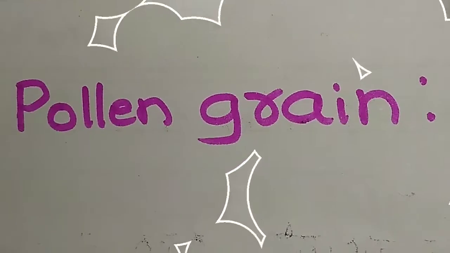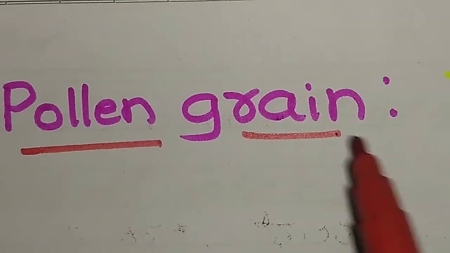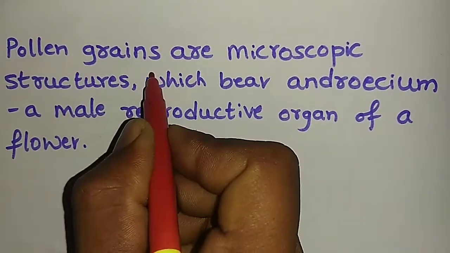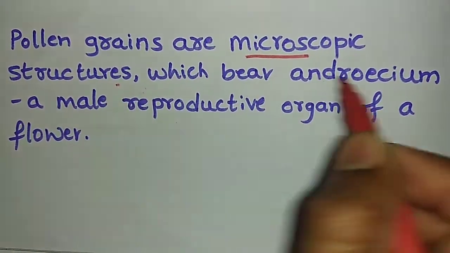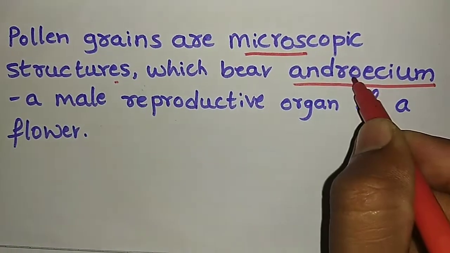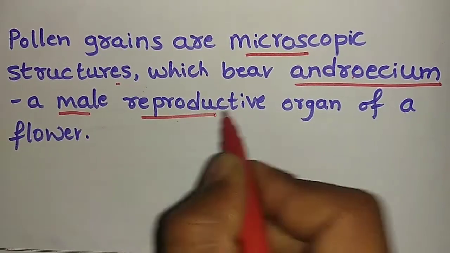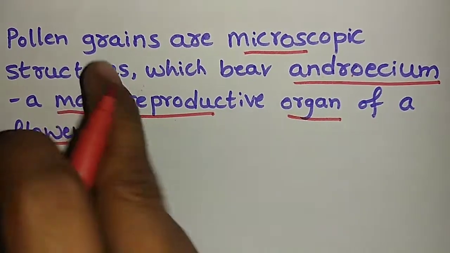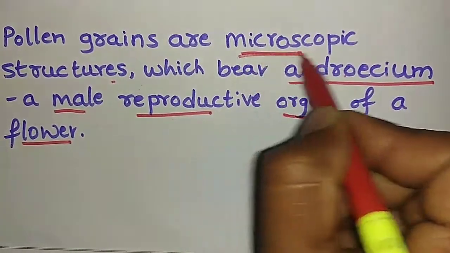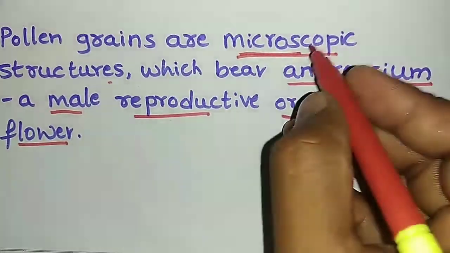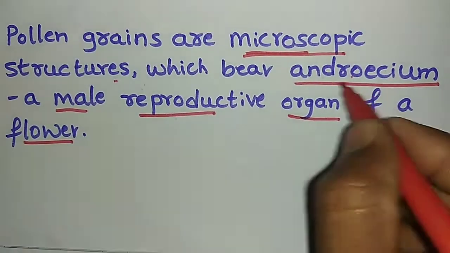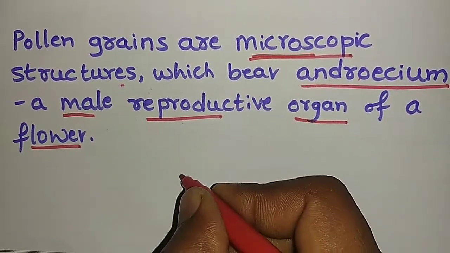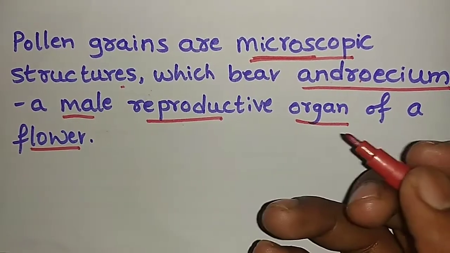Okay, let me start the video. The concept is pollen grain. Do you know what is the meaning of pollen grain? Let me tell. Pollen grains are microscopic structures which bear androecium, which is the male reproductive organ of a flower. So pollen grain is related to the flower, and it is not a macroscopic structure, it is a microscopic structure. We all know that androecium is the male reproductive organ and gynoecium is the female reproductive organ.